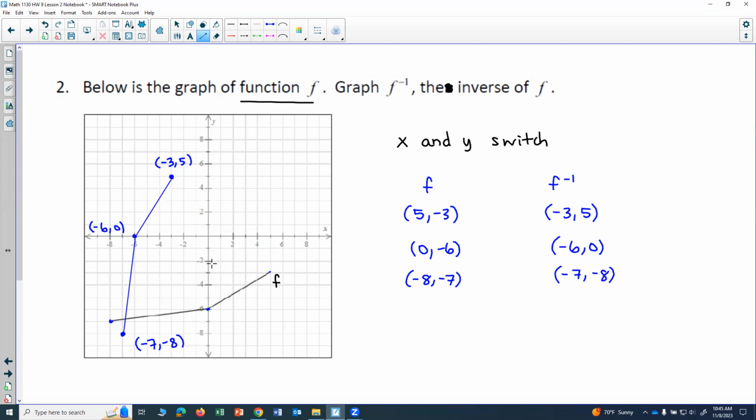And you can see that those two graphs, f and f inverse, are symmetric over the line y equals x. So we have that symmetry. There's my f inverse function right there. And you can see that they're a mirror image of each other over the line y equals x.